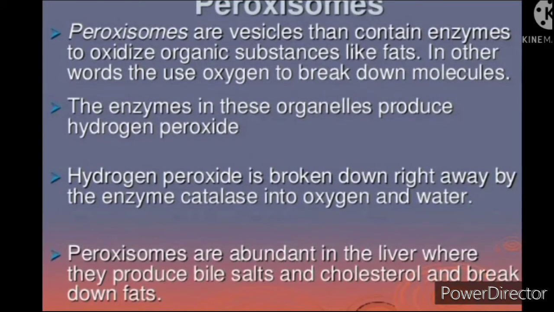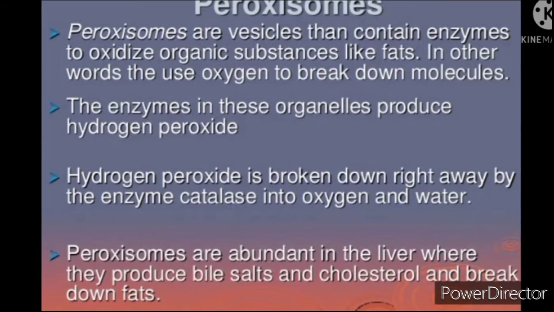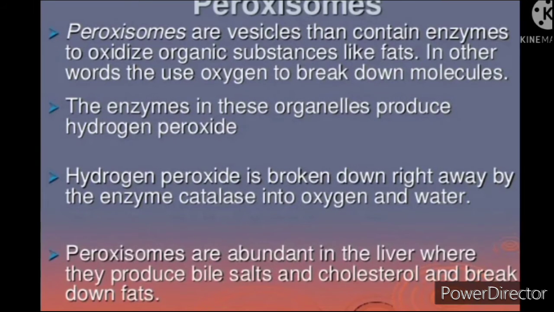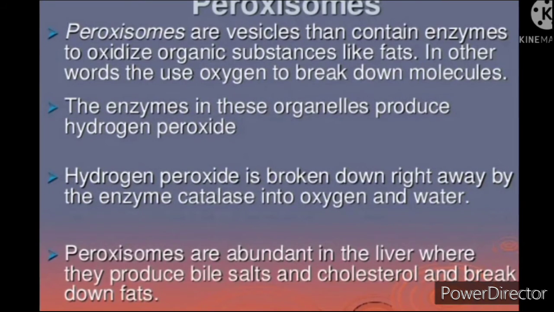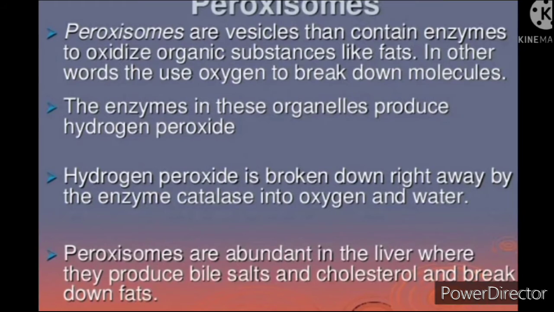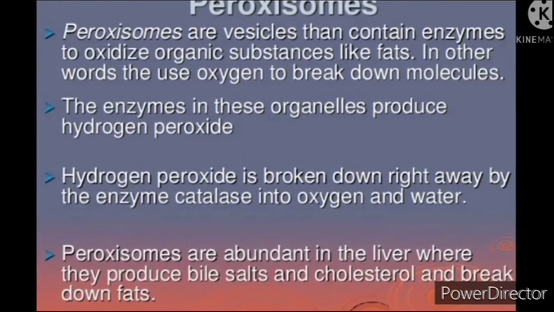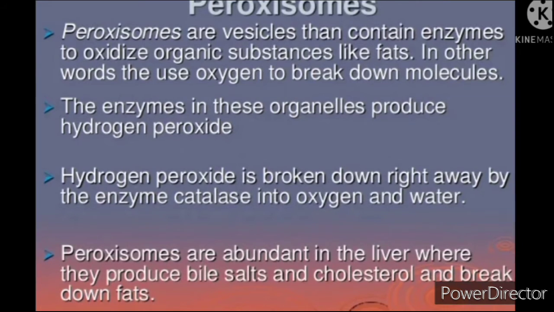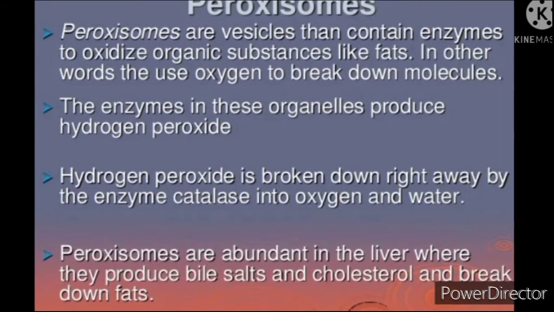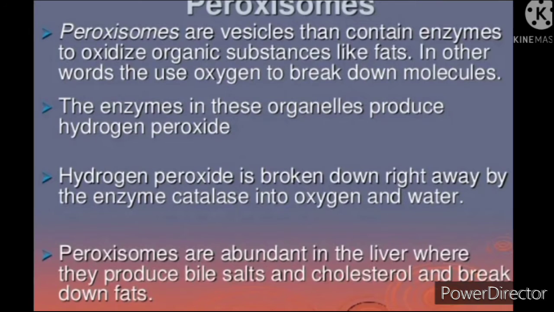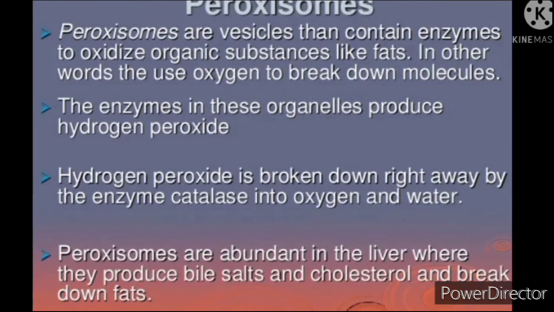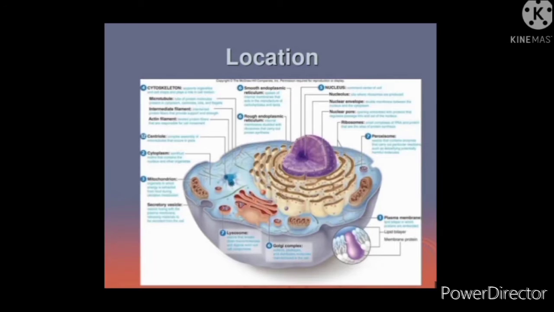Peroxisomes are vesicles that contain enzymes to oxidize organic substances like fats. In other words, they use oxygen to break down molecules. The enzymes in these organelles produce hydrogen peroxide. Hydrogen peroxide is broken down right away by the enzyme catalase into oxygen and water. It is the location.